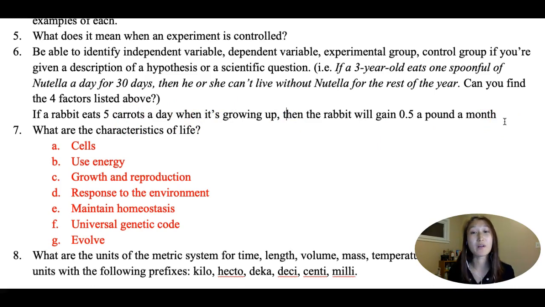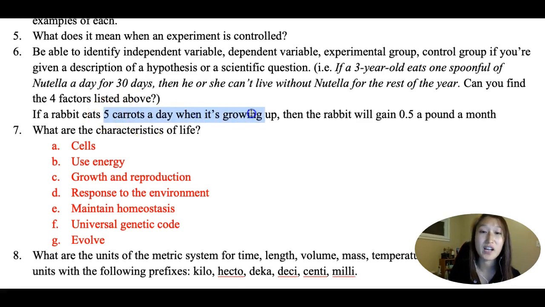Your independent variable, again, is something that you're manipulating, right? You can't manipulate how much a rabbit gains weight directly, but you can manipulate how many carrots you feed it. So your independent variable is the amount of carrots you feed the rabbit while it's growing up. And the dependent variable will be how much weight the rabbit gains within that 1 month.